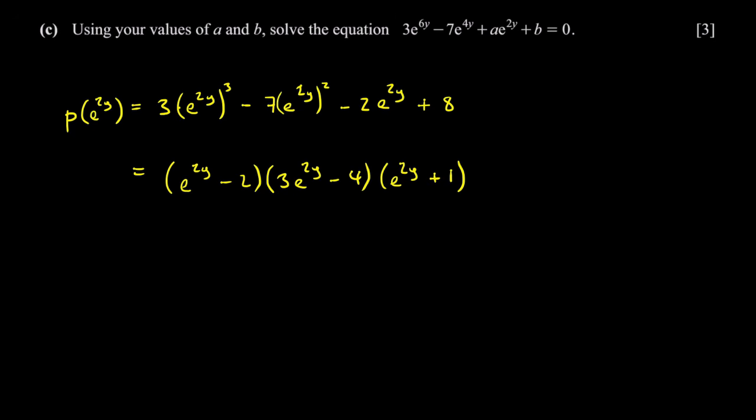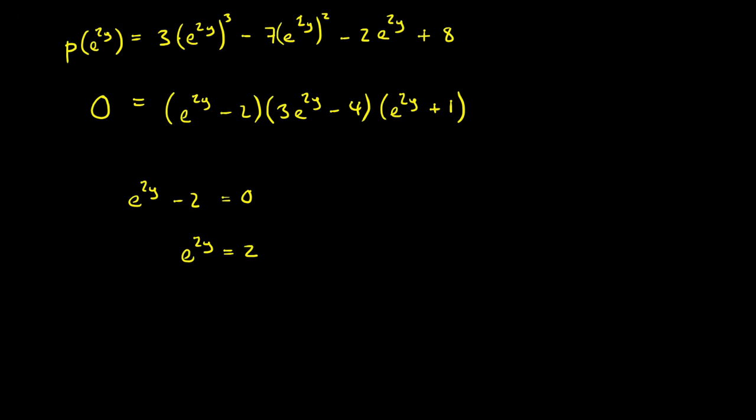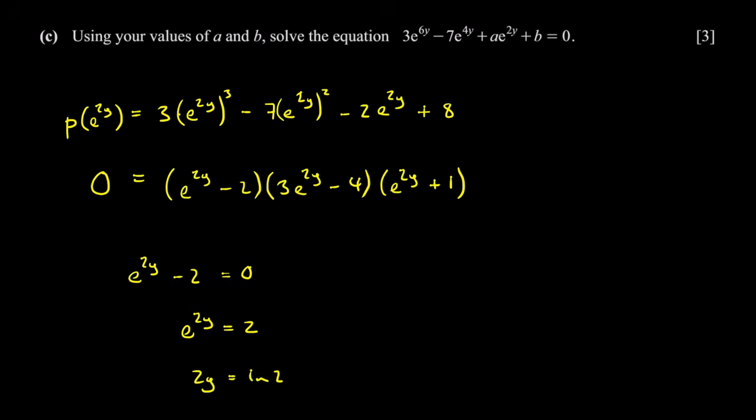And so therefore, if we're trying to solve when this is equal to 0, either this factor is 0, or that factor is 0, or that factor is 0. So if e to the 2y minus 2 is equal to 0, that means that e to the 2y is equal to 2. And that means that 2y is equal to ln 2. And so y is equal to a half ln 2, or if you prefer, ln of root 2. That's absolutely fine.